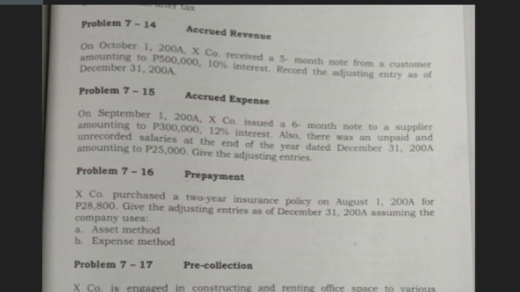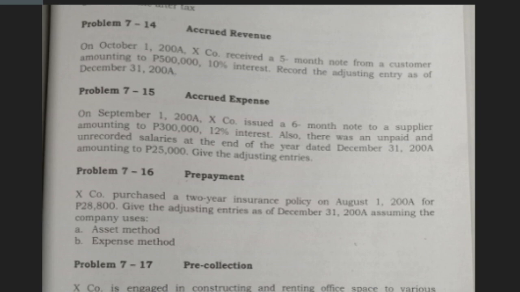Next, 7-15. On September 1, 2008, X company issued a 6-month note to a supplier. So earlier, from our customer, we had notes receivable. Here, we have notes payable amounting to 300,000, 12% interest. Also, there were unpaid and unrecorded salaries at the end of the year, dated December 31, 2008, amounting to 25,000. Give the adjusting entries.